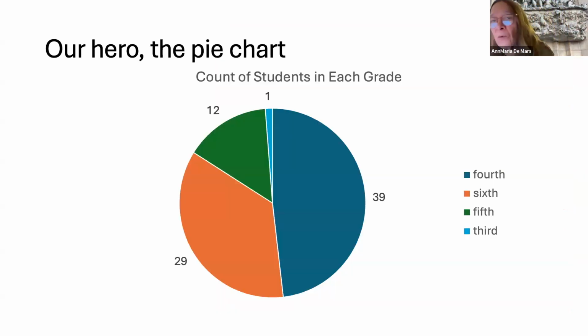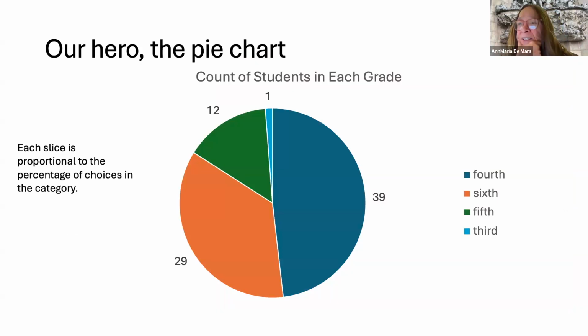Now here we are, our hero, the pie chart that we saw how to make. Looking at it right away, I can see that most of the students in this study were in the fourth grade. The next larger proportion were in the sixth grade and only one in the third grade. So at this point, I might be thinking about whether I want to keep this third grader in my study or not. But I could tell that each slice is proportional to the percentages of choices in the category. I got a good look at the data.